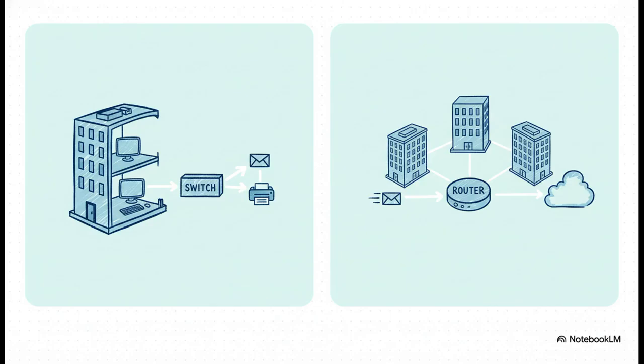Think of a switch as the mailroom clerk for a single office building. It works inside your local network, your home or your office, making sure an email from your computer gets to the person in the next cubicle. A router, on the other hand, is like the city's central post office. Its job is to connect different networks together, taking your request and sending it out onto the wider internet.